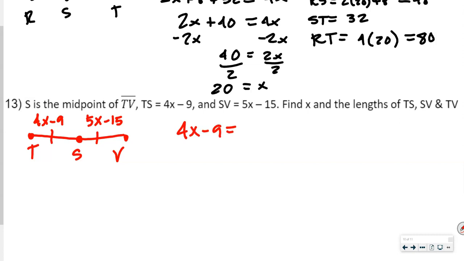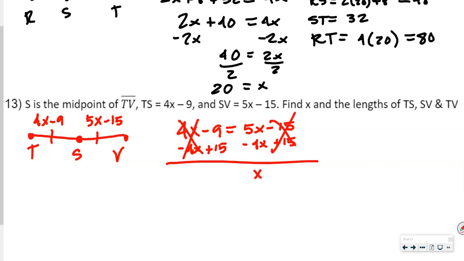4x minus 9 is equal to 5x minus 15. So I'm going to subtract 4x from both sides. So that's going to give me x over here. And I'm going to add this 15 to both sides, add it over here, then cross it out, okay? So that's going to give me 6 over here. So x is equal to 6.